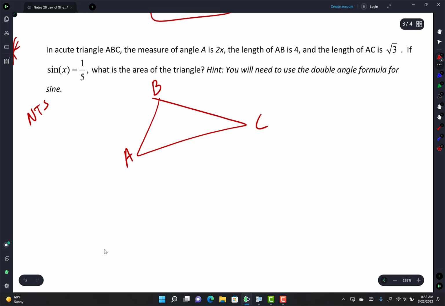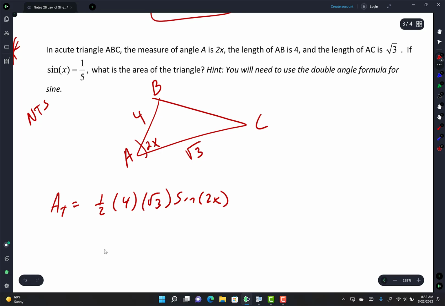ABC. Angle A is 2x. Length AB is 4, and length AC is square root of 3. That's all you need. So area of this triangle, I'll write it down here. Area of this triangle is 1/2 times 4 times square root of 3 sine of 2x.